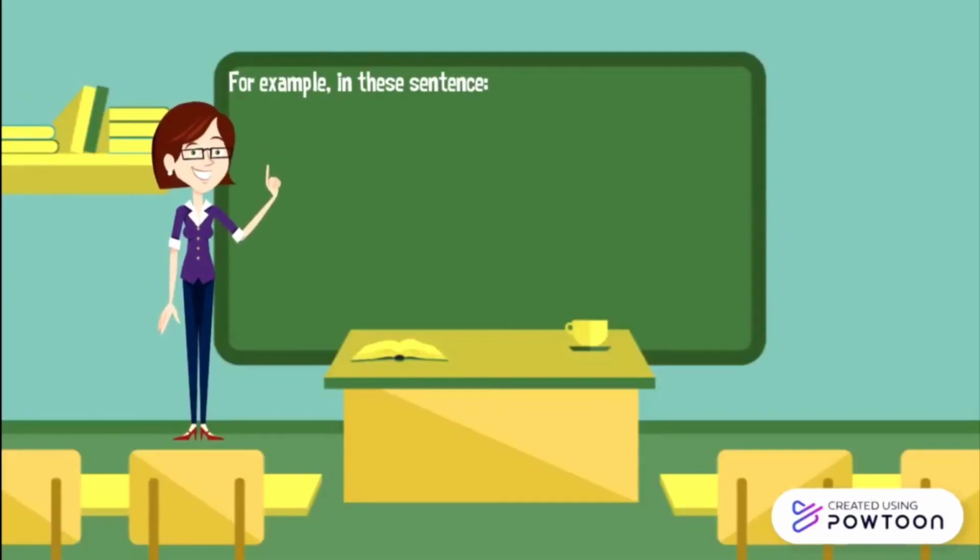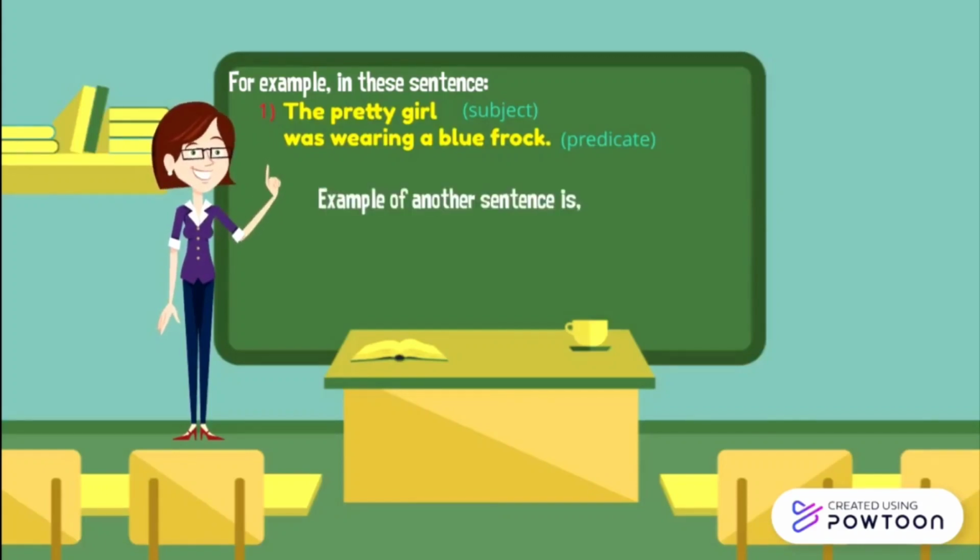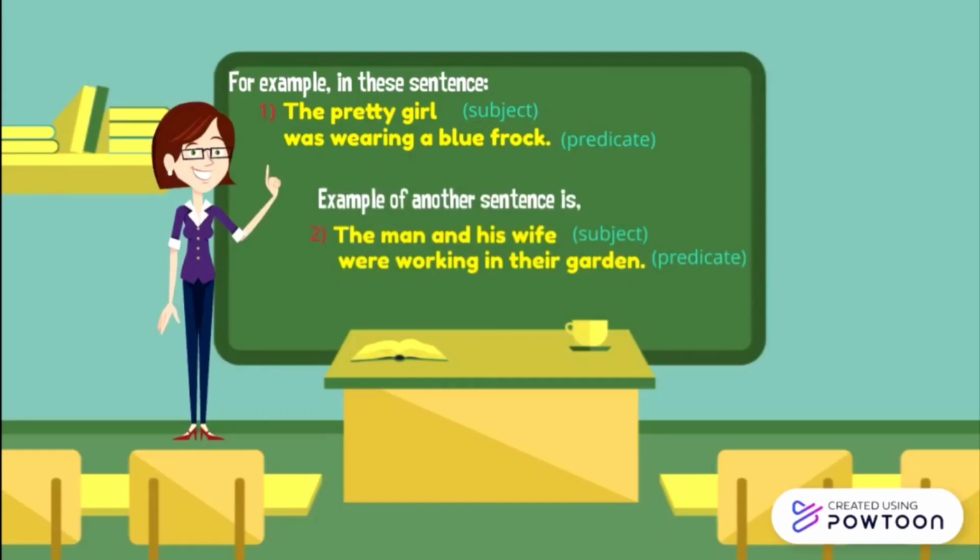For example, in this sentence, the pretty girl was wearing a blue frock. The pretty girl is the subject. Was wearing a blue frock is the predicate. Example in another sentence is, the man and his wife were working in their garden. The man and his wife is the subject. Were working in their garden is the predicate.